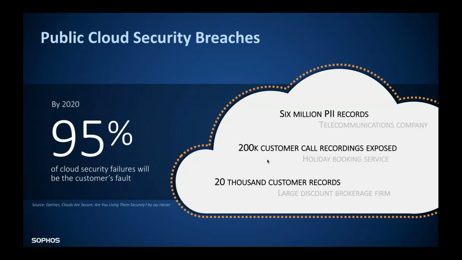And some examples you could see on the screen there: 6 million personally identifiable records from a telecommunication company, hundreds of thousands of customer call recordings exposed by a vacation service, a discount brokerage firm lost 20,000 customer records. And remember, we see so much of this, it doesn't seem like a big deal, but those of us in the security industry realize this is the type of stuff that people use for things like phishing attacks. Get all this information, understand the details, I can answer security questions. You can obviously use it for much more malicious things.